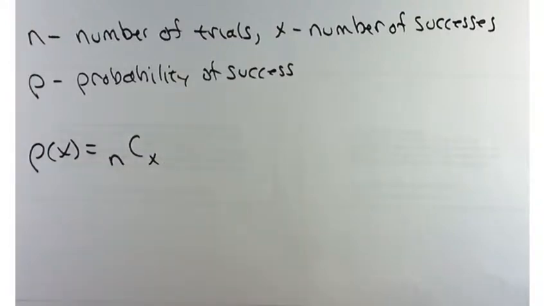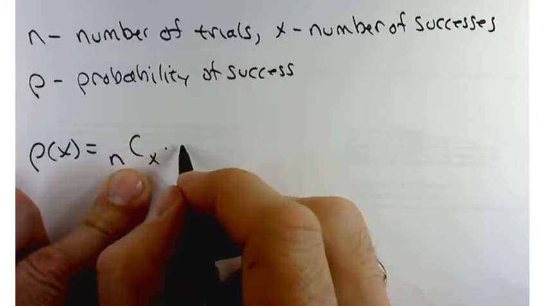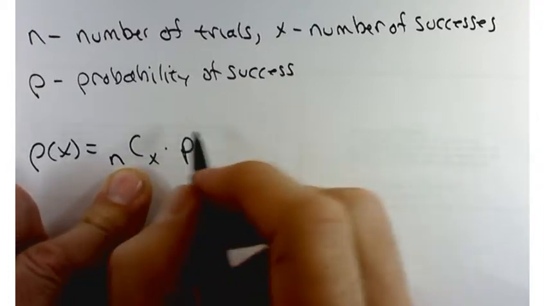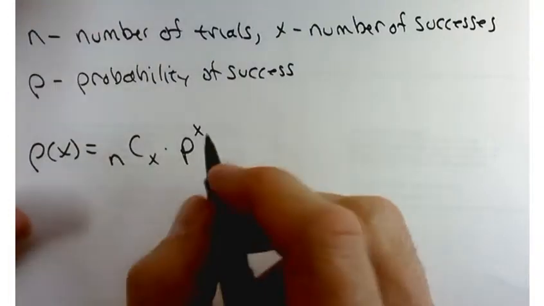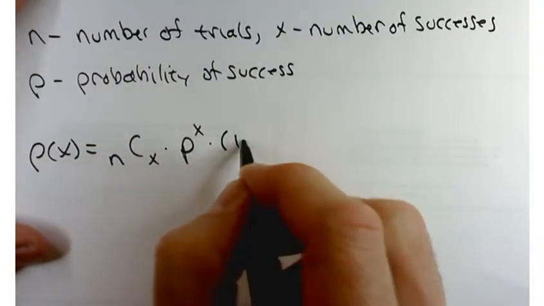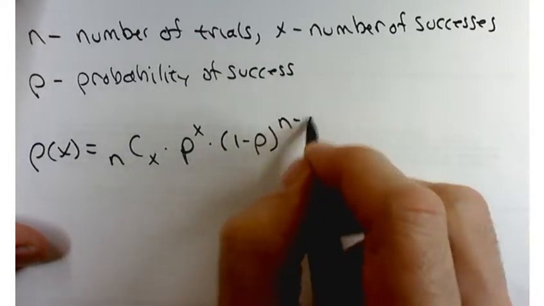This is what we did for problem number 1. We did 5 choose 2, because it doesn't matter in what order these things come. A success is a success whether or not it's the first or the last one. Second part is the probability of those successes. So that's P to the X power. We had 2 successes in problem number 1, so it was 0.42 squared, and the rest of them were failures. So it's going to be times 1 minus P, which is your probability of failure, to the n minus X power.